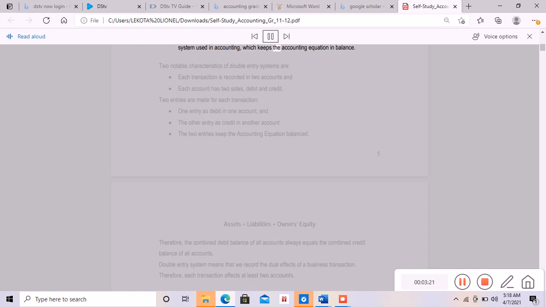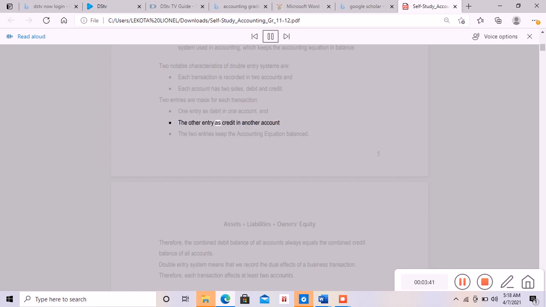Two characteristics of double entry systems are: each transaction is recorded in two accounts, and each account has two sides, debit and credit. Two entries are made for each transaction, one entry as a debit in one account, and the other entry as a credit in another account. The two entries keep the accounting equation balanced.